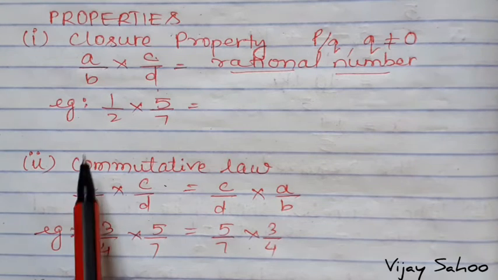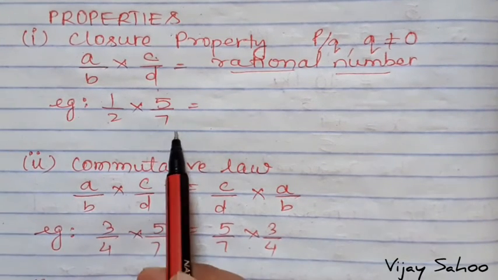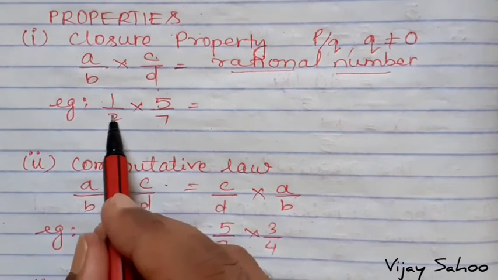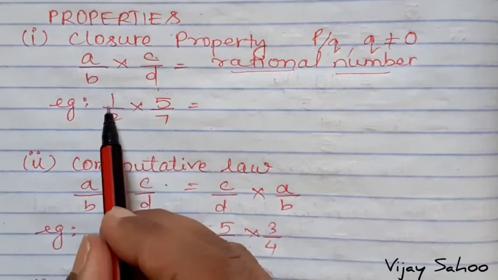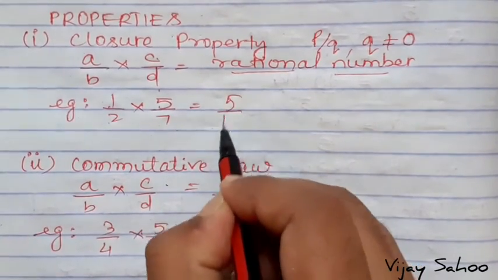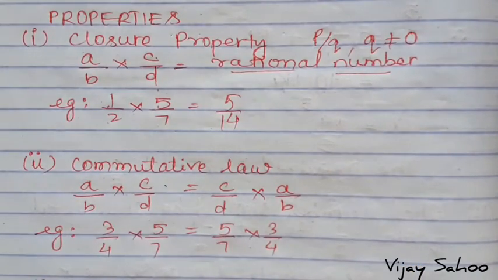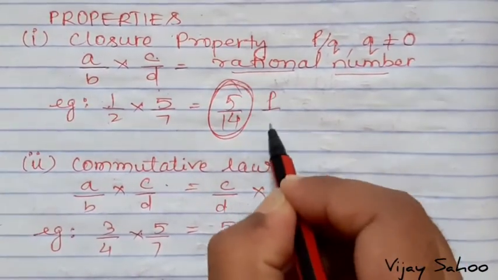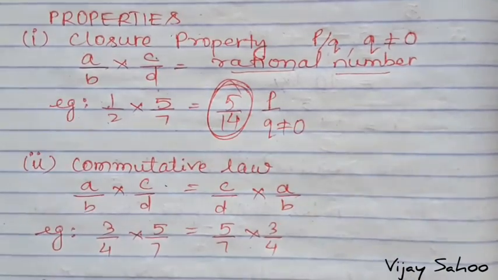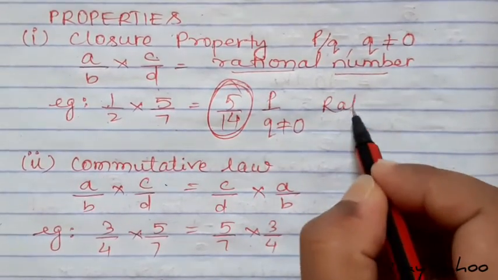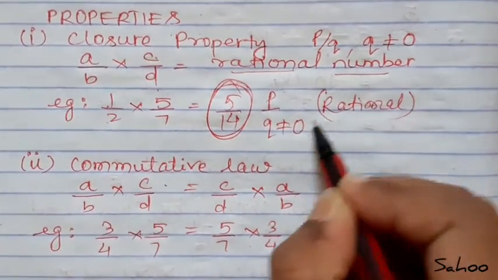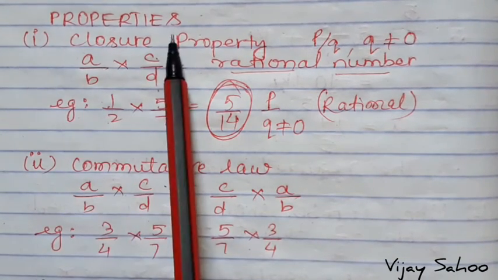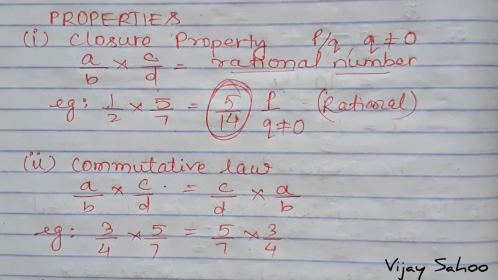Let's see one example, 1 by 2 multiplied by 5 by 7. We have already seen the basic properties. What do we have to do in the case of multiplication? We multiply numerator by numerator and denominator by denominator. So I got 5 by 14. It can be written in the form of P by Q, and Q is not equal to 0. So we'll say that it is a rational number in the case of multiplication. So closure property means the product will always be a rational number.